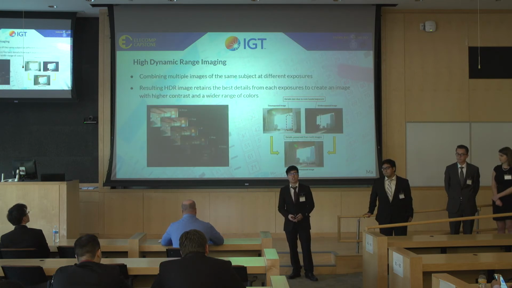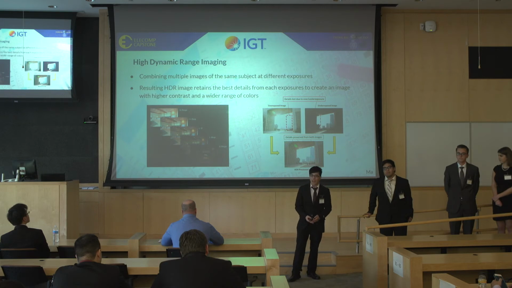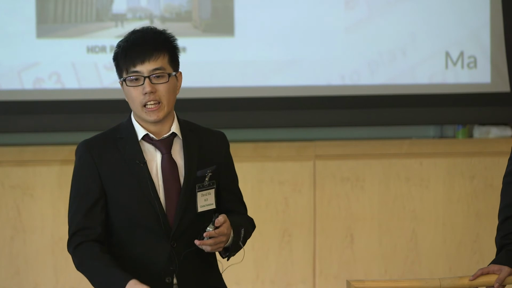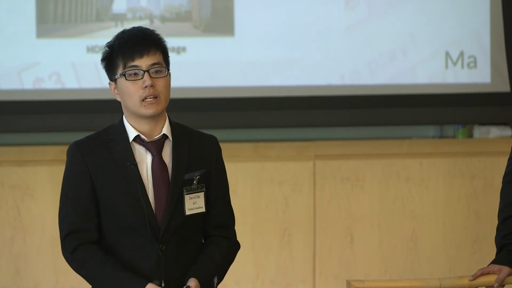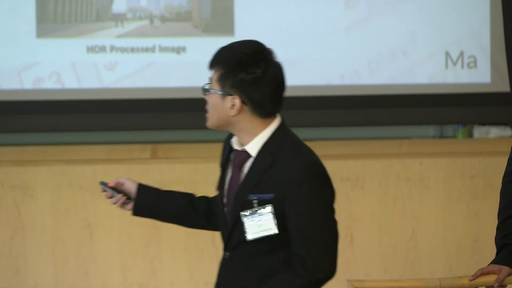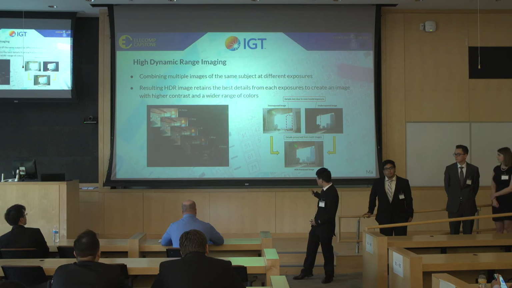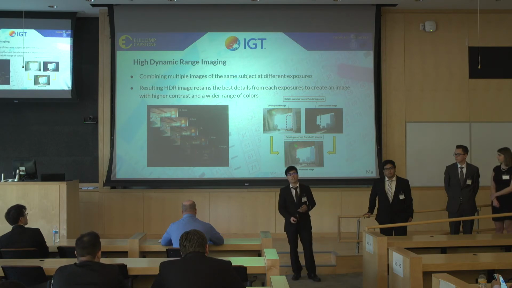So how exactly is HDR imaging achieved? Well, at the most basic level, an HDR image is created by combining 2 or more images of the same subject captured at different exposures, as shown by this image and this image. Now, typically, you will want at least one overexposed and one underexposed image.